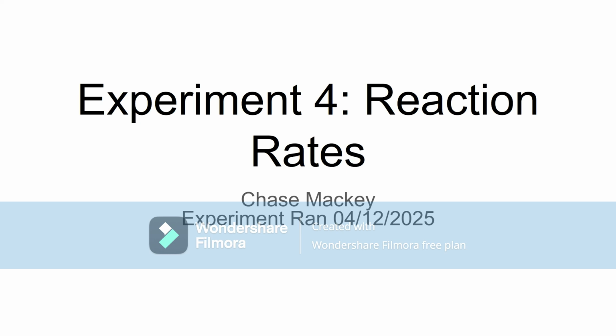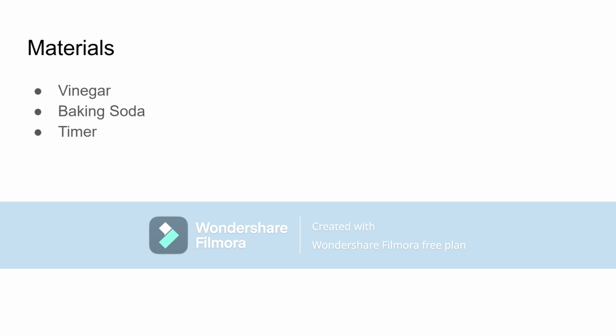This is my project on experiment 4, the reaction rates. It was run today. So the materials we used were vinegar, baking soda, a timer, also some cups and other stuff that was used along the way.